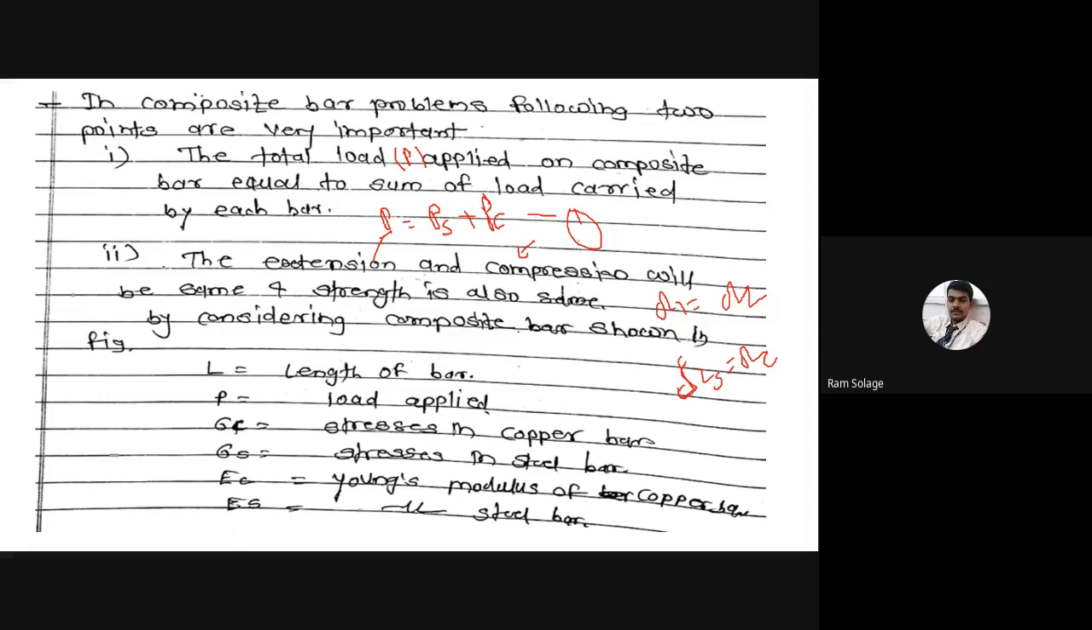So that's why we are writing condition number 2, delta L1 is equal to delta L2, or we can write delta LS is equal to delta LC. Now write down the second sentence. The extension and compression will be same and strength is also same by considering composite bar shown in figure. Write down this. L is the length of bar. P is the applied load. Sigma C, stress in copper rod. Sigma S, stress in steel bar. EC, Young's modulus of copper bar. C for copper and S for steel. Similarly, ES is equal to Young's modulus of steel bar. Up to this, write down.